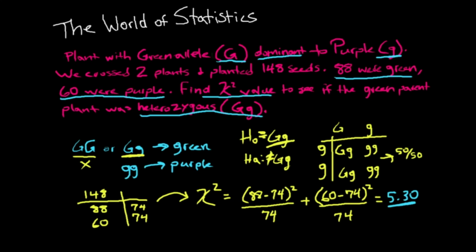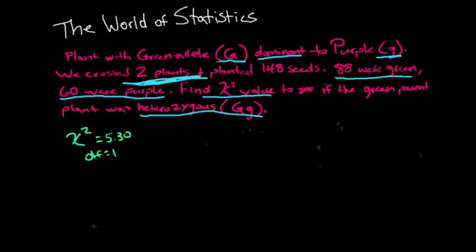And we know that degrees of freedom, if we were to write them out, is based upon the hypothesis. So we have 2 plants, and we minus 1, so this is equal to 1, because 2 plants were crossed together. So that's the n that we're using for this. So we know that our chi-squared value is 5.30, and we have 1 degree of freedom. Let's jump over to the chi-squared table to find our critical value.